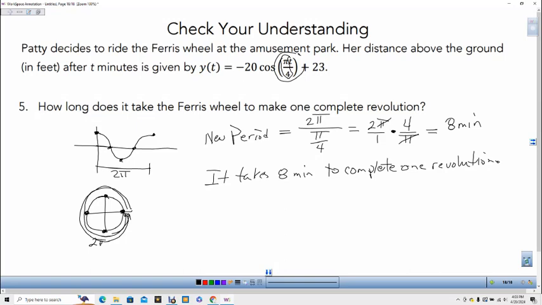Easy breezy lemon squeezy. Just got to remember those formulas. Make sure you remember those formulas. They're very, very important when you're talking about trig functions. All right, that's all of that section.